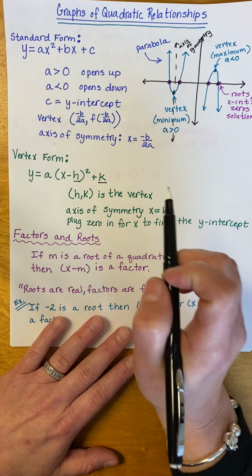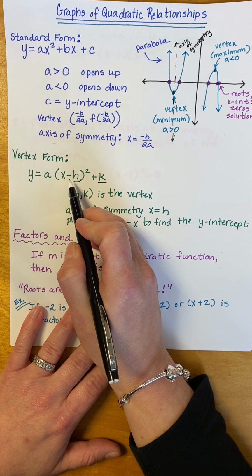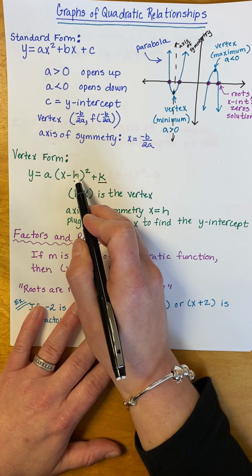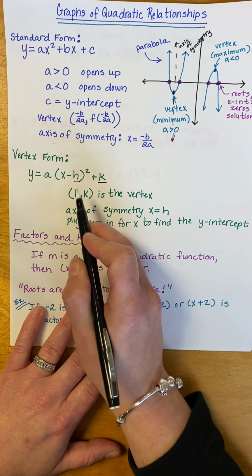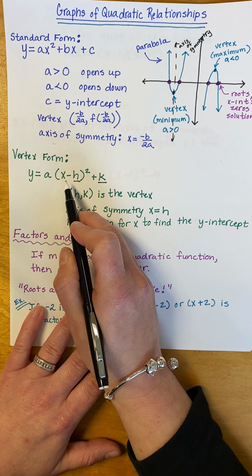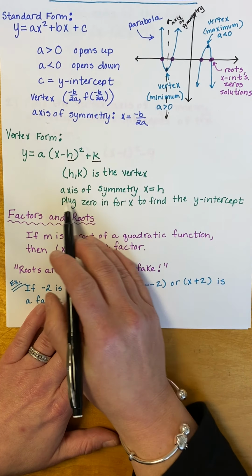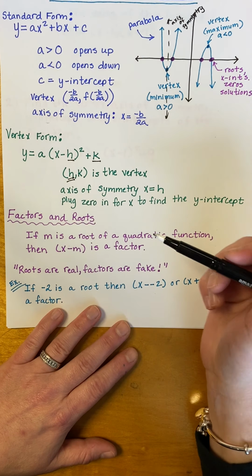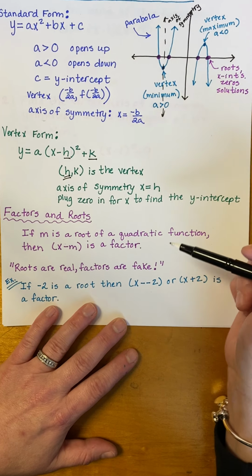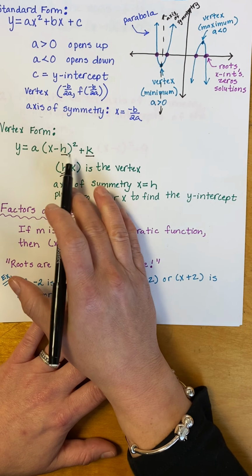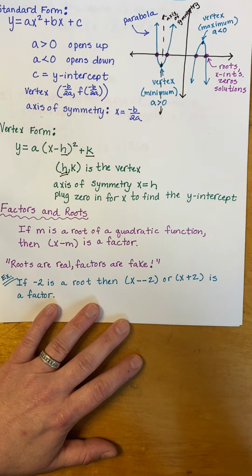Now, be careful because there's a minus in here. So h is the opposite of whatever it is. So if this was minus 3, then it's positive 3. If it was plus 3, then it's negative 3 because that negative is part of the formula. The axis of symmetry is just x equals h, whatever that first number in the vertex is, just like it is up here. And then if you wanted to find the y-intercept, you would have to plug in a 0 for x and then use order of operations.